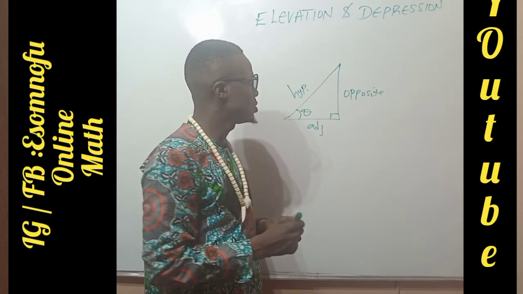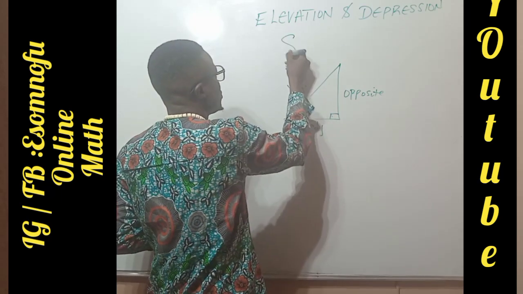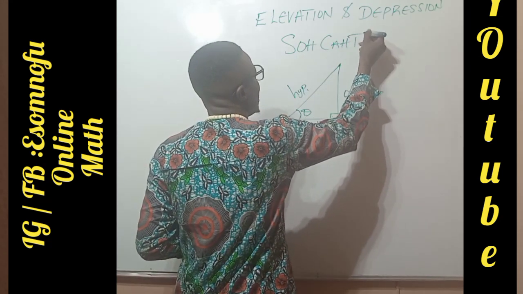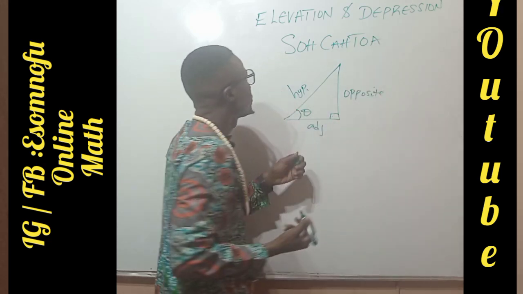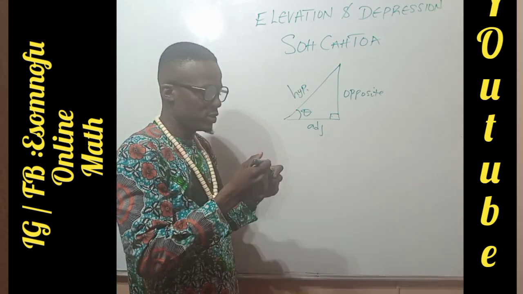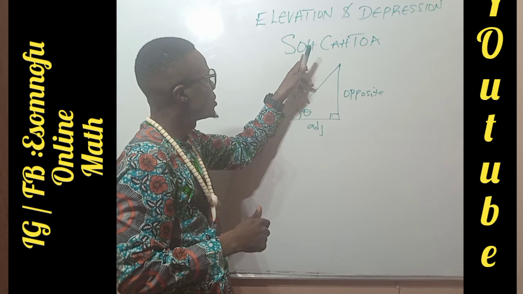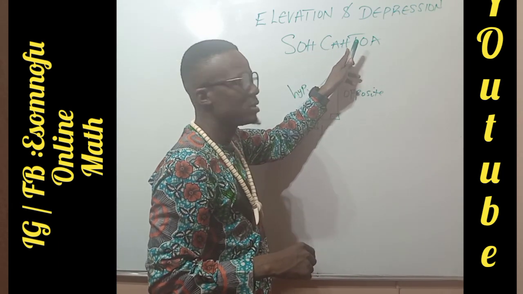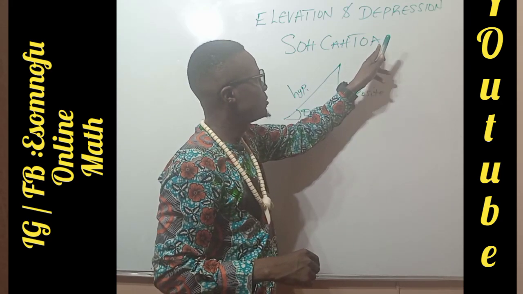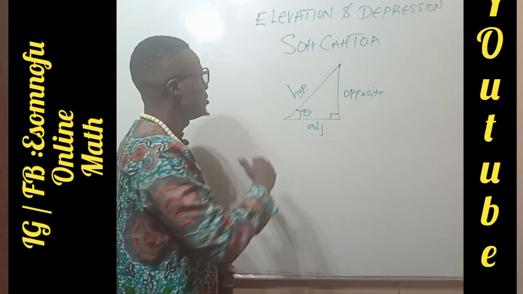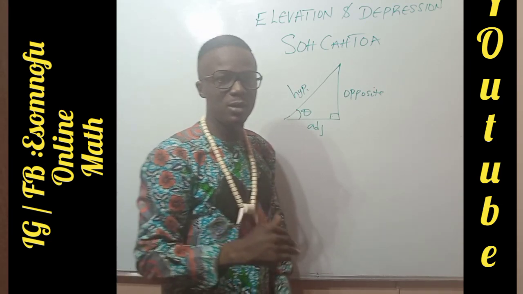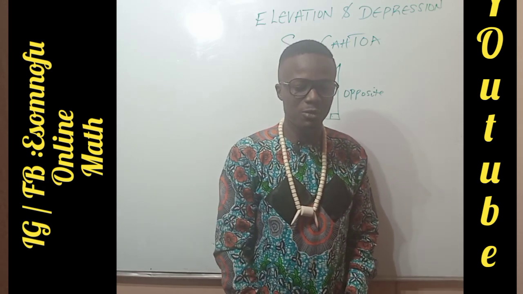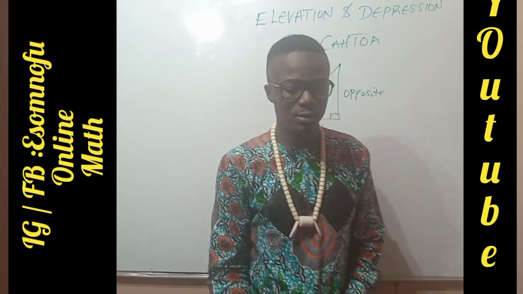So having understood this, you should know the shortcut. Also, this will help you in dealing with problems pertaining to angles of elevation and depression. S stands for sine, so sine theta is the same thing as opposite over hypotenuse. Cosine theta is adjacent over hypotenuse, while tan theta is opposite over adjacent. By mastering all these things here, solving problems pertaining to angles of elevation and depression becomes very simple and easy for you. So let us go to problem solving.